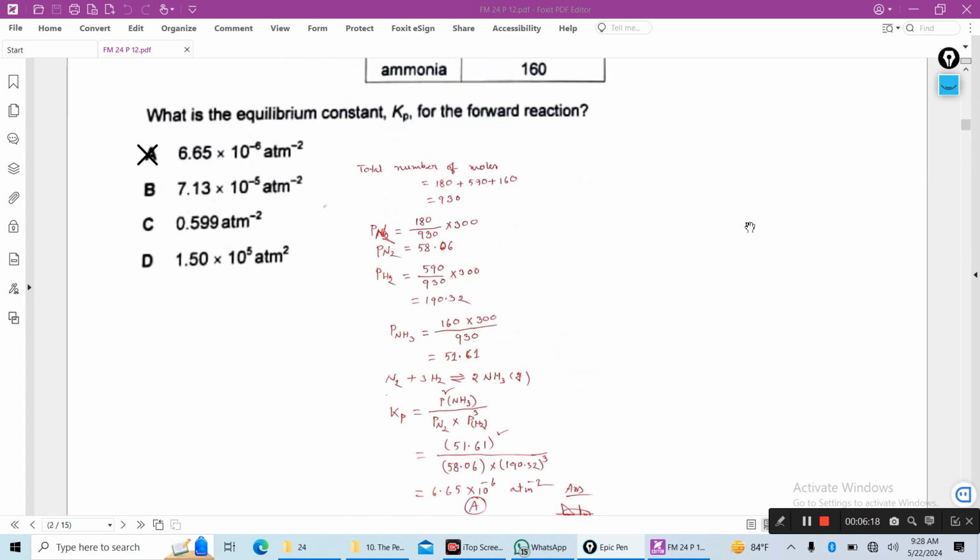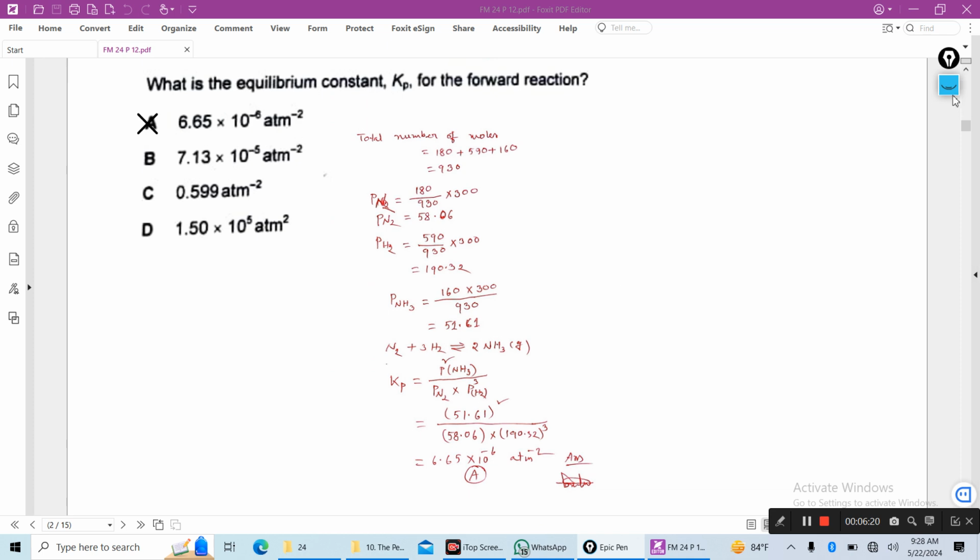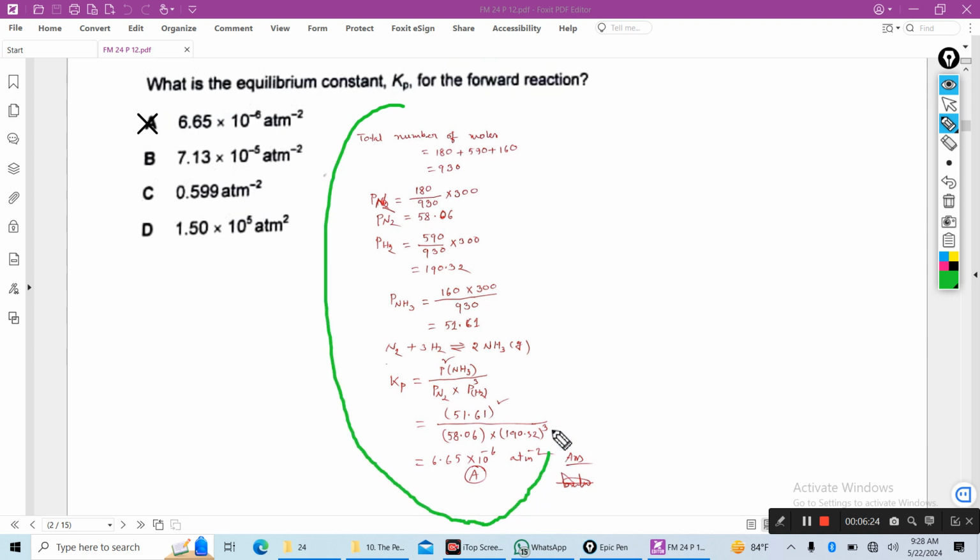So 13, A is the right answer. These are the calculations of how you get your answer.